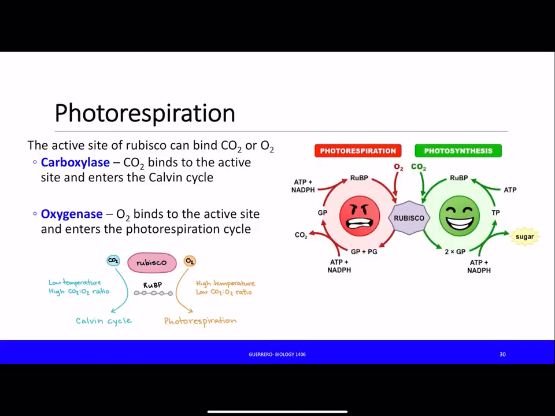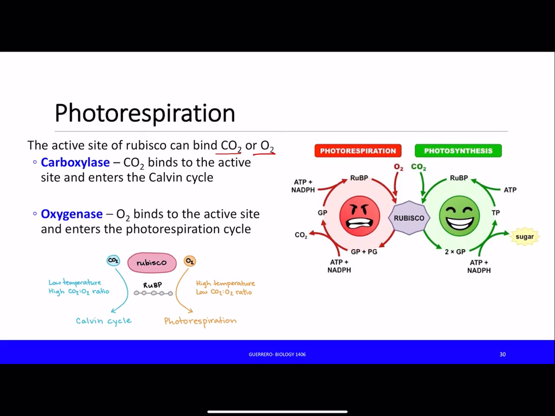Okay, photorespiration. So photorespiration is a small problem that can happen to the enzyme Rubisco. So Rubisco can actually bind both carbon dioxide and oxygen. It should bind carbon dioxide for us to be able to make sugars, but it is capable of binding oxygen as well. So when the oxygen binds, we don't actually get to make sugar.